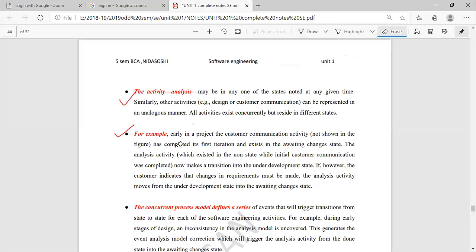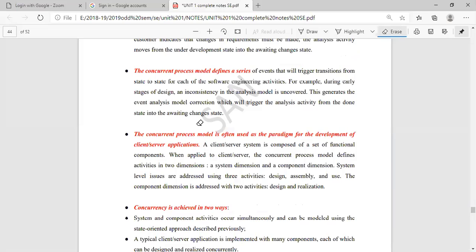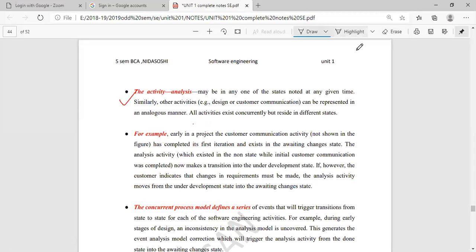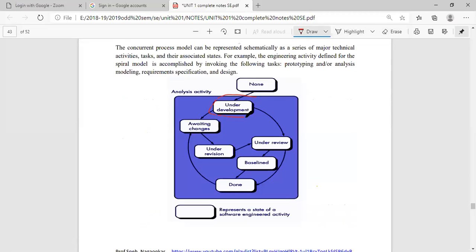So this is one of the examples. There is one more example. See here, a model correction which will trigger analysis from the done state. So same as I told you. In the examination you can write any one example. These are the two different examples which I have given. You can refer to any one in the exam. One example you can take is that if the customer fails to provide the correct information, it may not go to review, it may go to awaiting for the changes. It means the team leader is suggesting the changes.